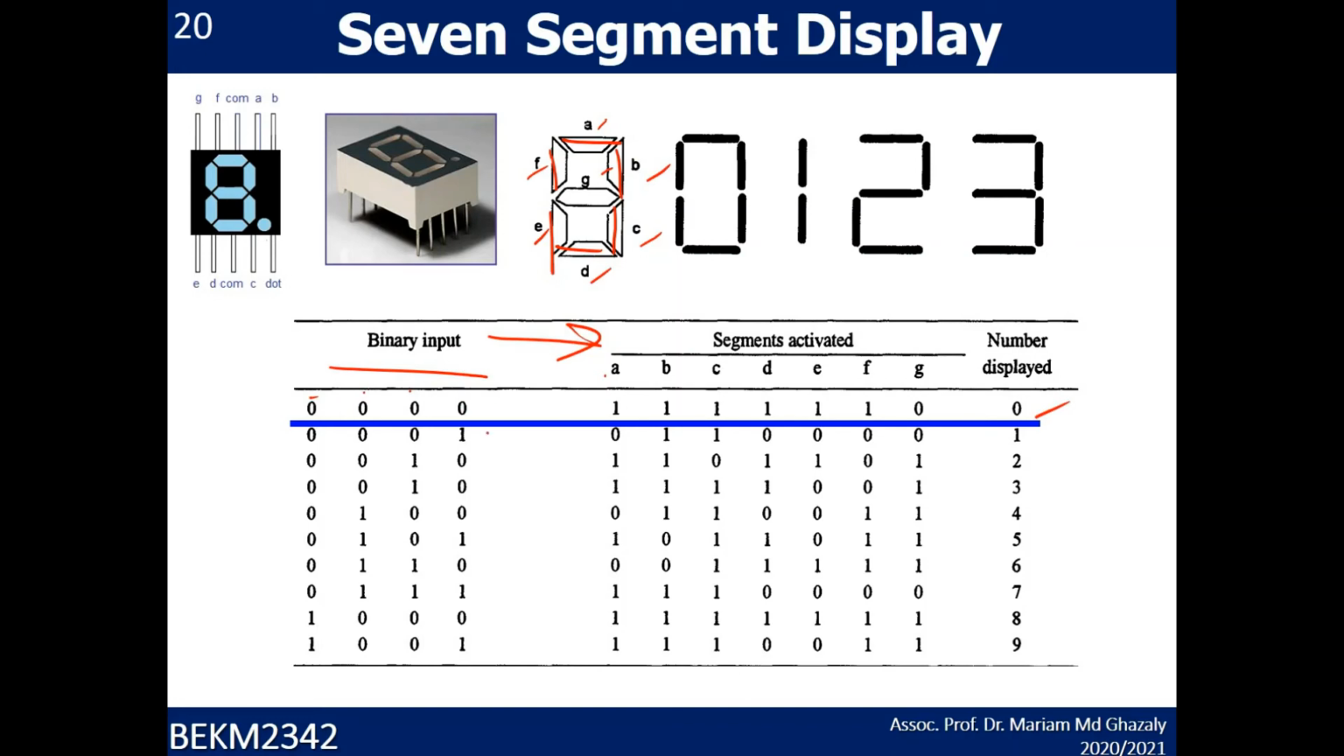And if you were to activate the display of number 1, you need to have the values B and C. So B and C will be equivalent to the binary input 0001, and so forth. So this is an example of using the 7-segment display.